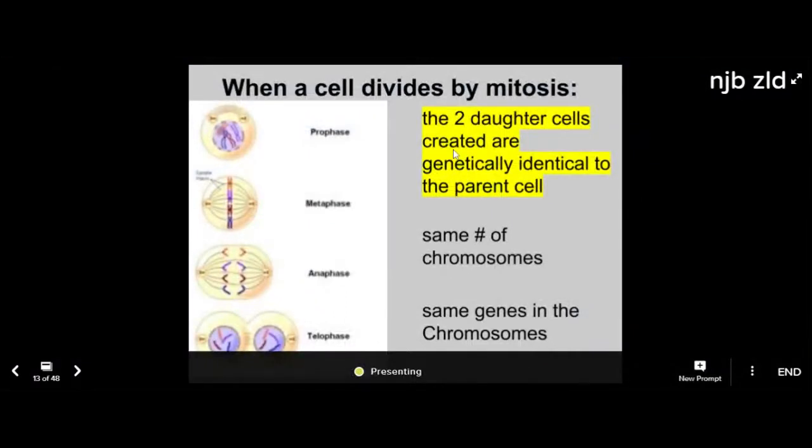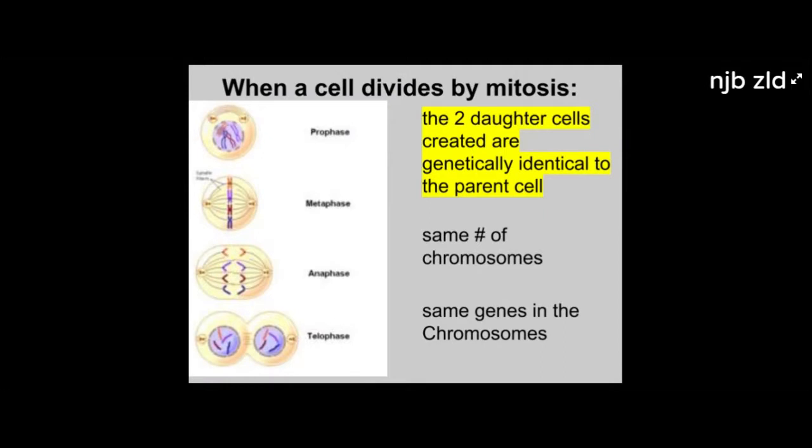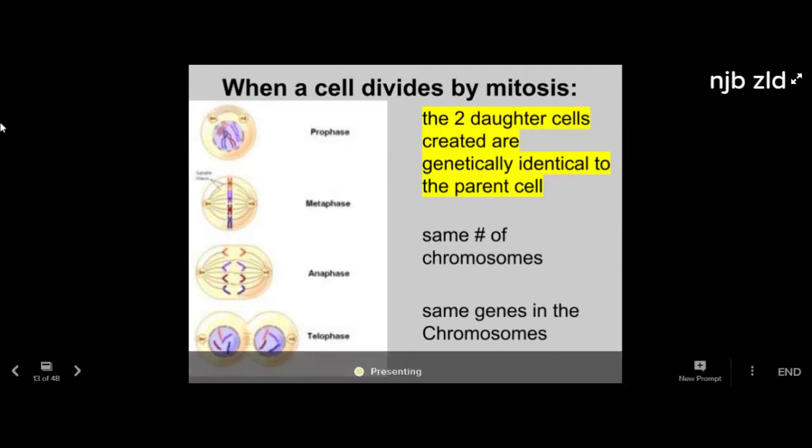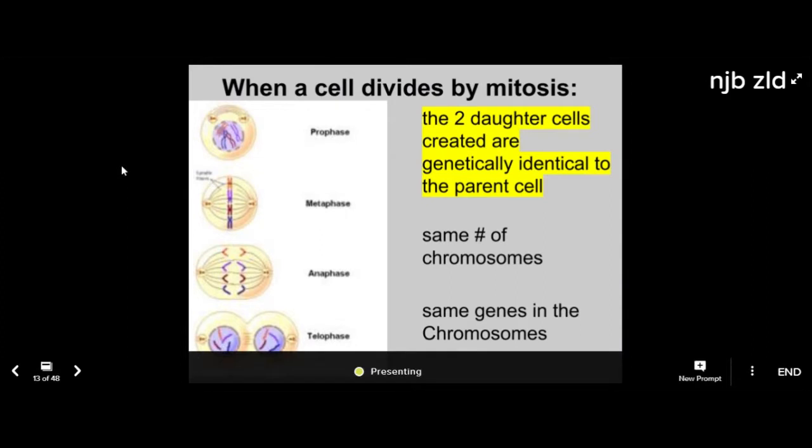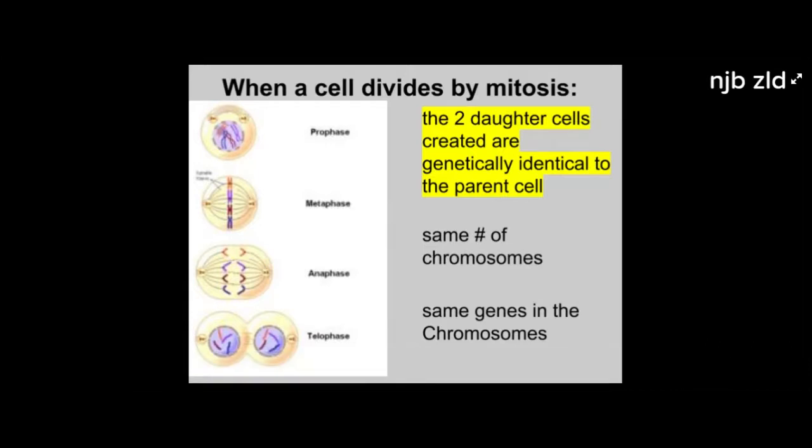When a cell divides by mitosis, the two daughter cells are created genetically identical to the parent cell. So what you start with, and this is where science is so sexist, why has it got to be daughter cells? Why can't it be son cells?